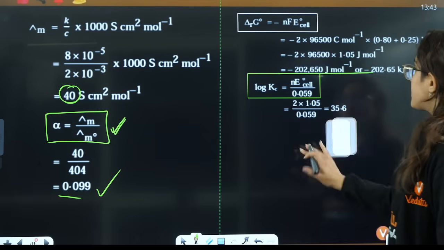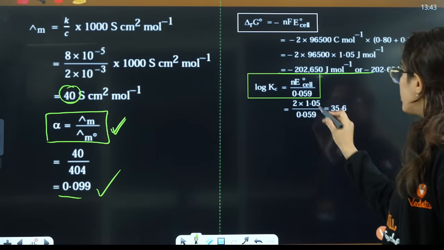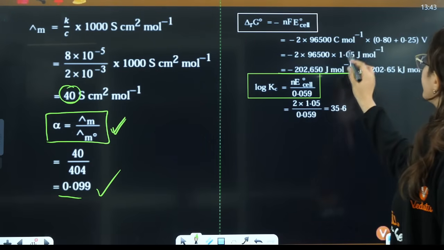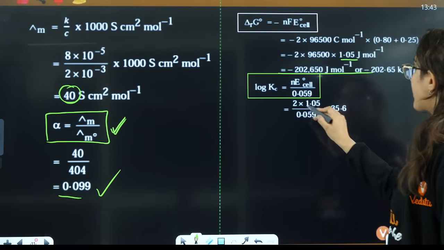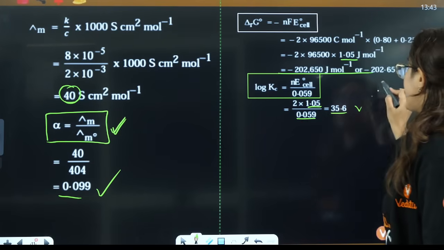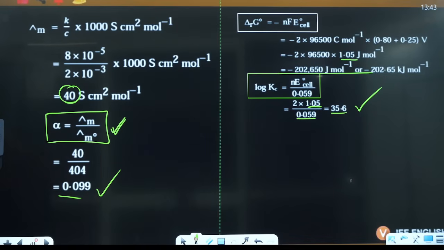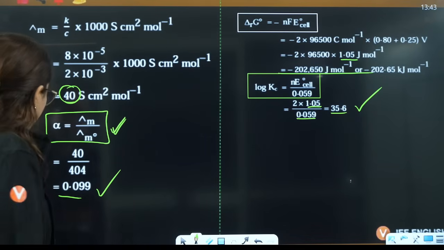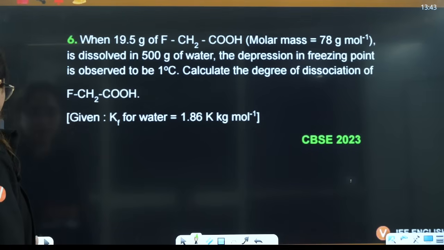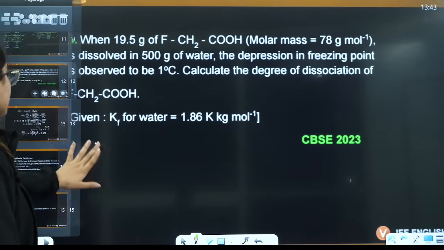So now you just need to put the value of n, that is 2. E naught cell we have calculated it to be 1.05 and this is 0.059, and you will get your answer of log Kc as well. Is that clear? Right, everybody? So direct formula based questions they ask you here.